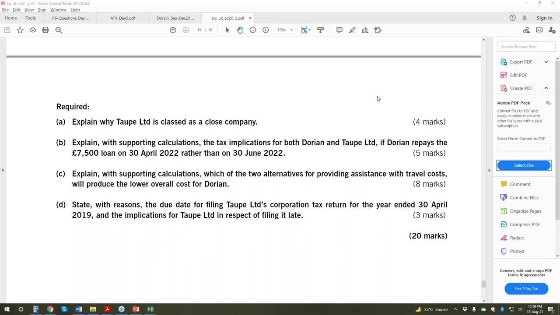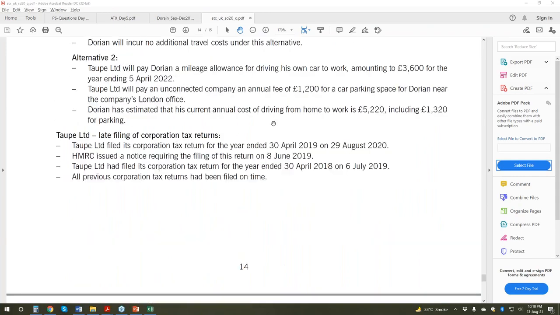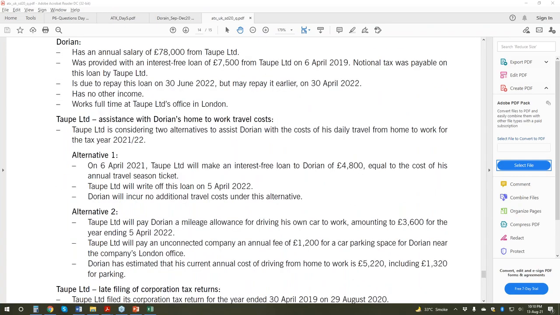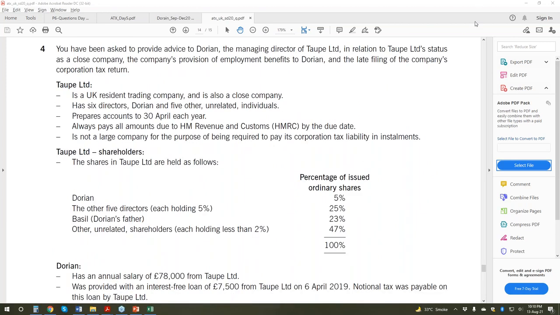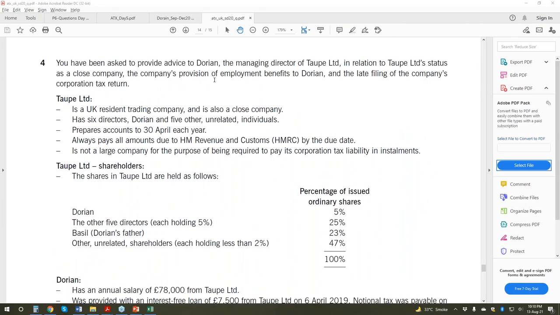Now, moving back, let's read the question now. You have been asked to provide advice to Dorian, the managing director of T Limited, in relation to T Limited's status as a closed company, the company's provision of employment benefits to D, and the late filing of the company's corporation tax return. That is fine.